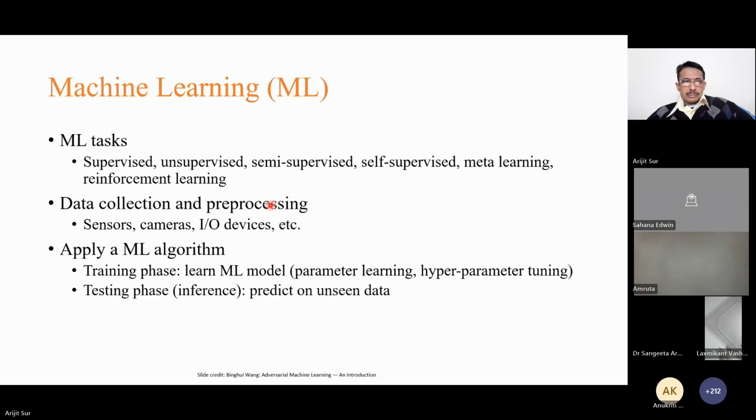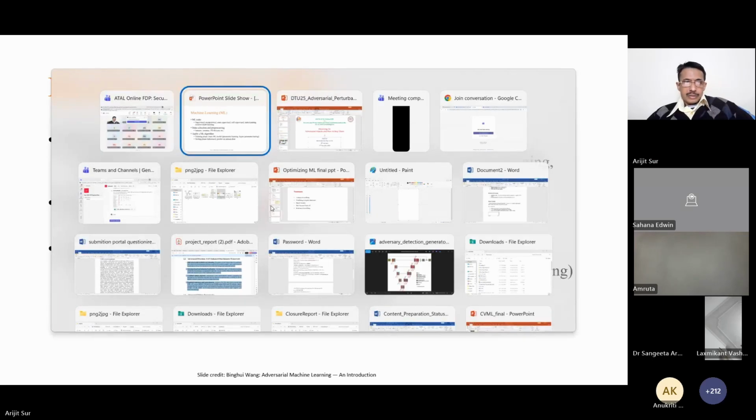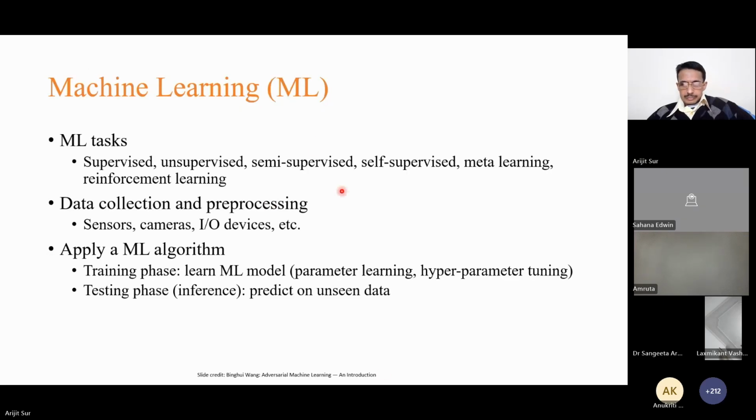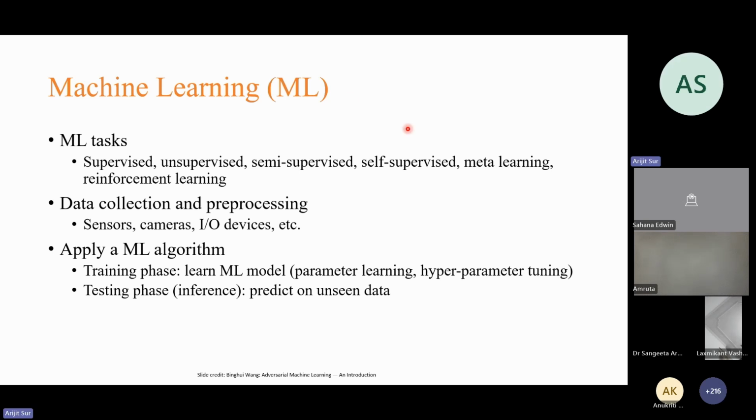Just a second. I just turned off my camera in case there is any issue. Is it completely audible and is the screen visible? Yes, sir, the screen is visible and you are audible, sir. Thank you.